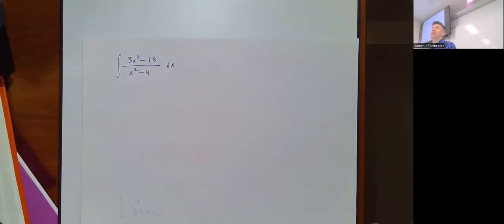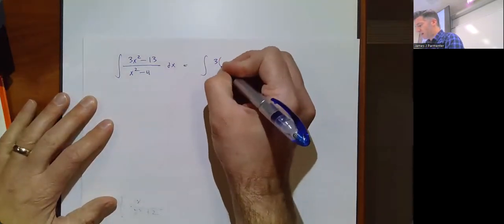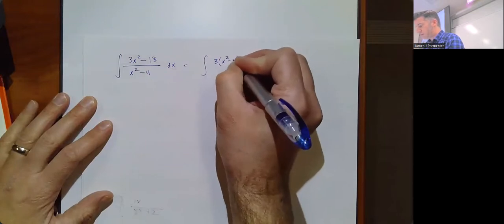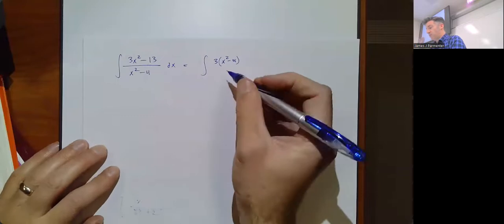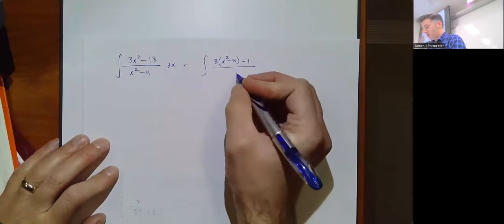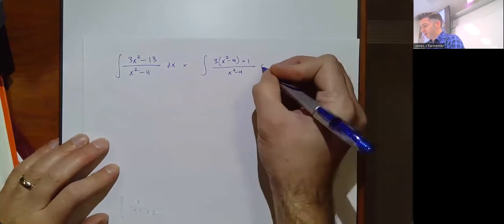So if you had something like that, you could say, well, the top kind of looks like it's 3 times the bottom. So you could write this as the integral of 3 times x squared minus 4, but that's really equal to 3x squared minus 12. But I need it to be minus 13, so I could tack on a minus 1 there and then do that. Is that what she's doing? I think that's what. Okay, yeah.